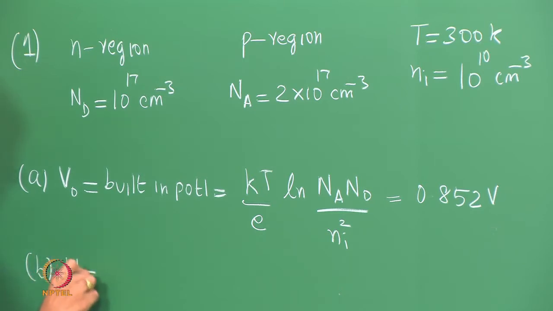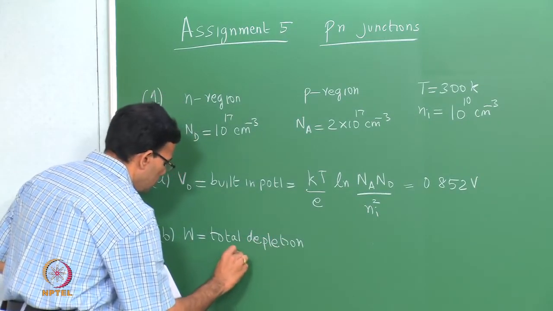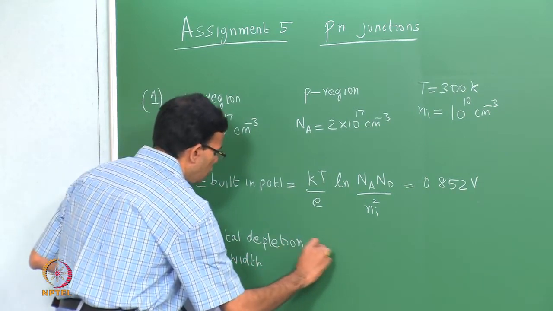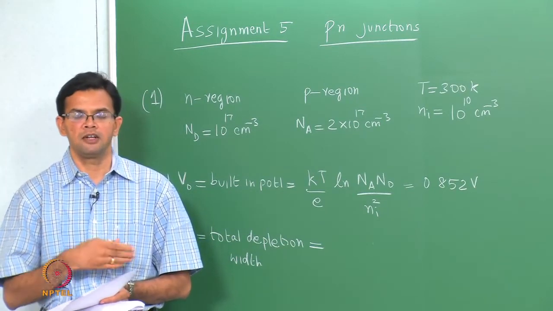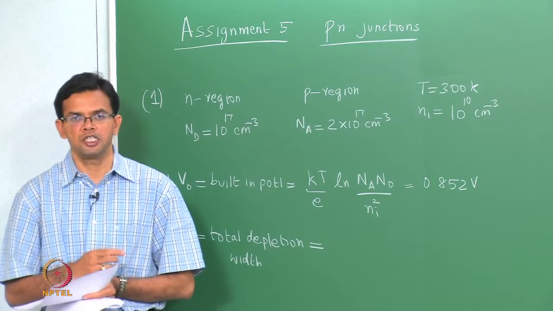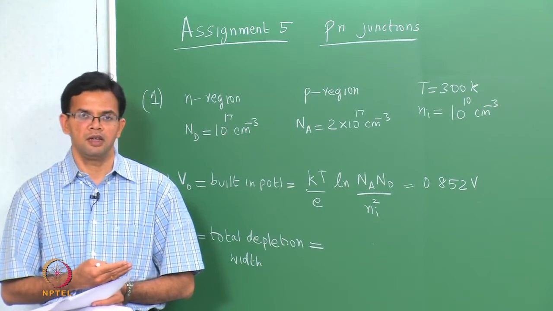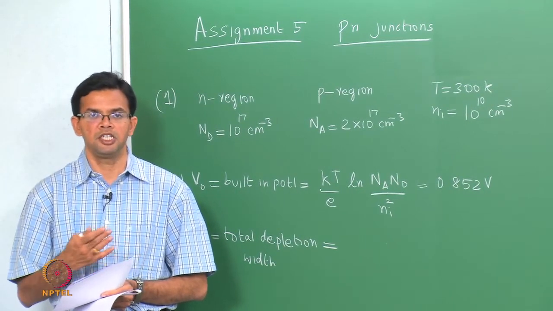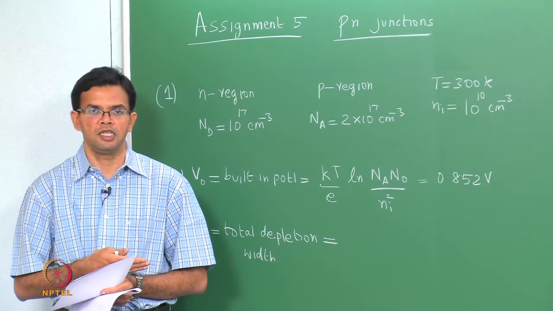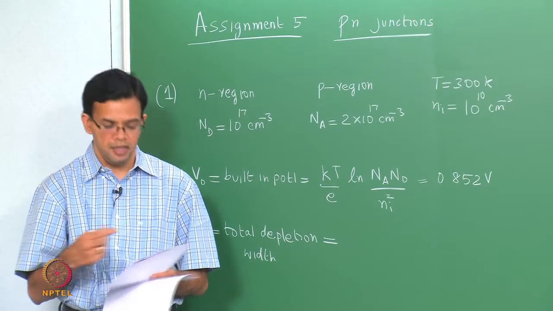In part B, we want to calculate the total depletion width. So, let me call it W, that is the total depletion width. The depletion width again forms because you have electrons and holes moving across the junction and recombining. We have seen this concept of a depletion width earlier, when we looked at a Schottky diode or a Schottky junction, in that case the depletion width is almost entirely on the semiconductor side. Here the depletion width will be in both the P and the N side.